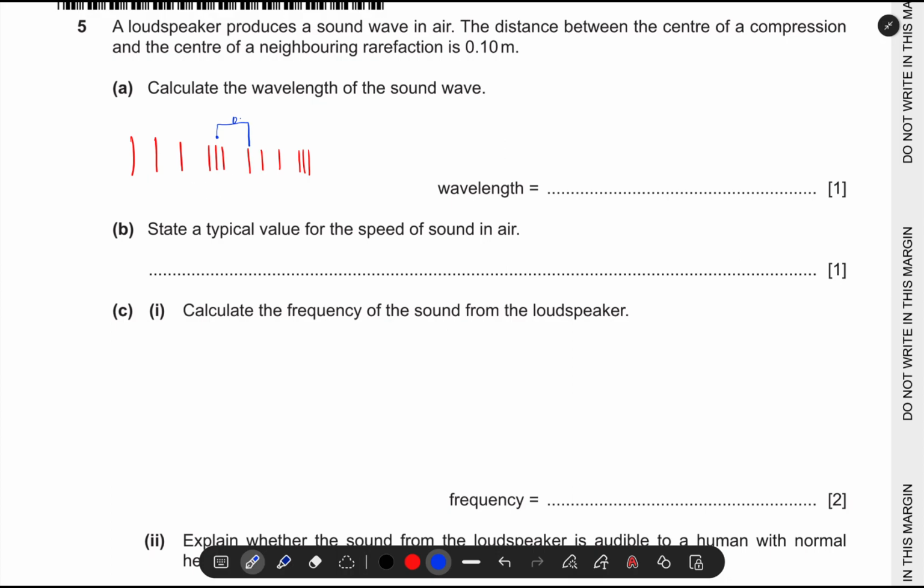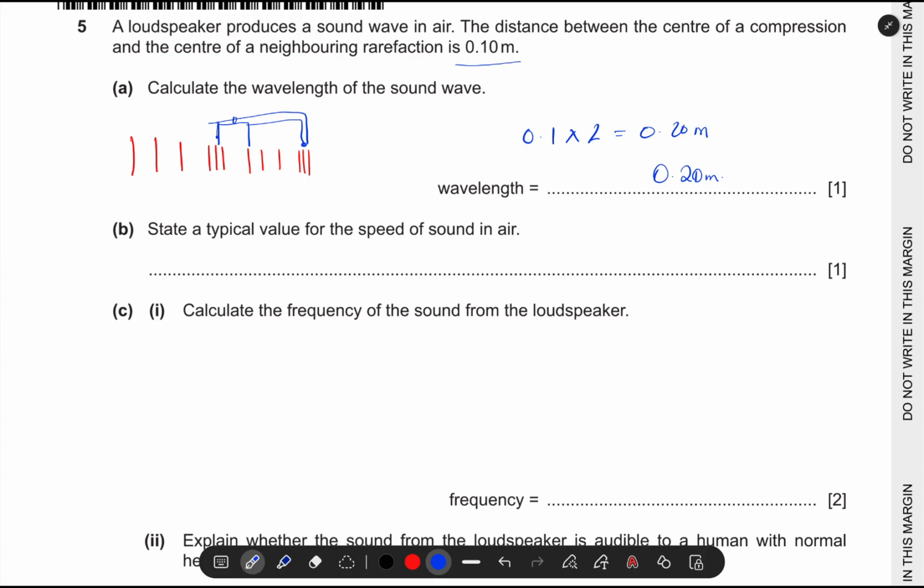Now look here, we started from the middle, meaning we were supposed to end on the middle here. But they are not ending on the middle, meaning doubling this will give us the total wavelength we are looking for. Is it clear? So if we double this, 0.1 multiplied by 2, we get 0.2 meters.